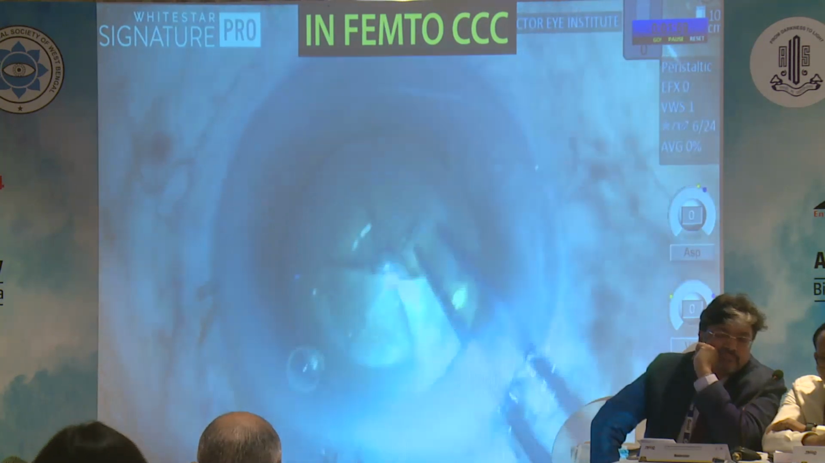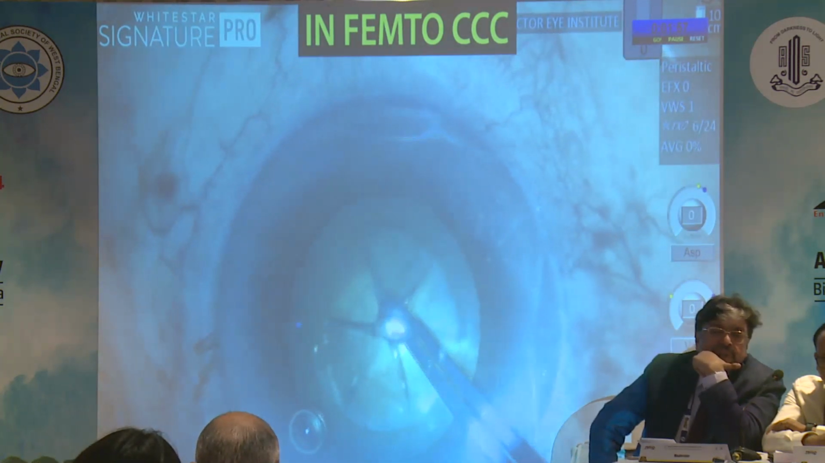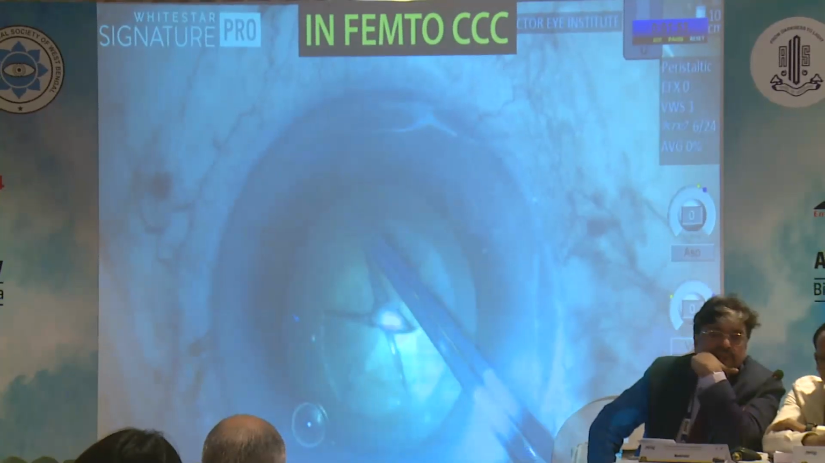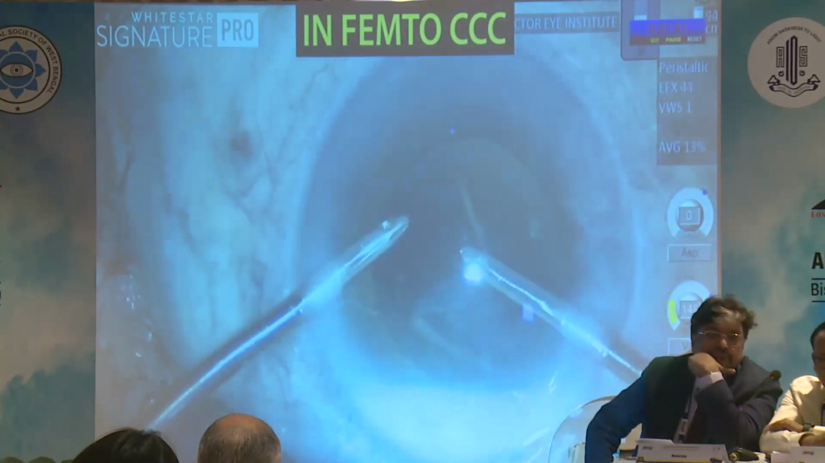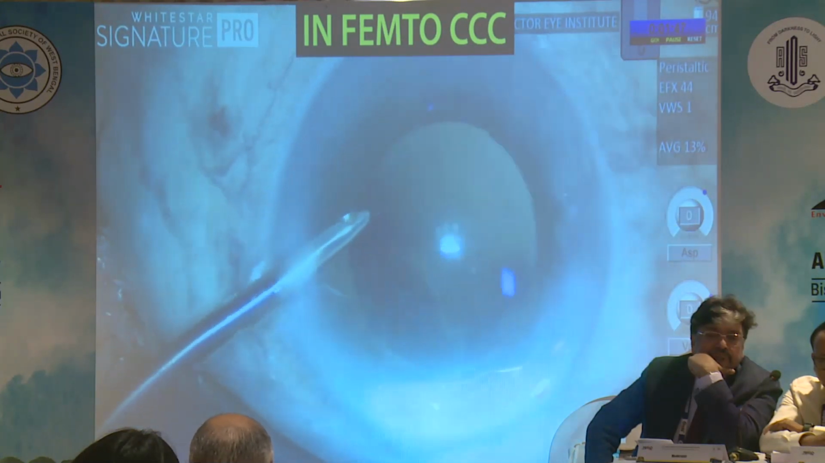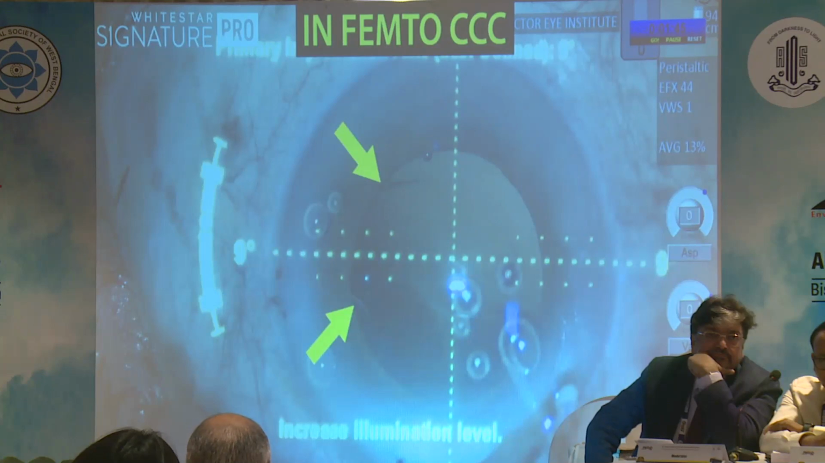Let us see yet another case of a femtorhexis having a capsular tag and the same spot giving way during irrigation aspiration. So if the femto CCC is not freely floating, it can lead to capsular tears.